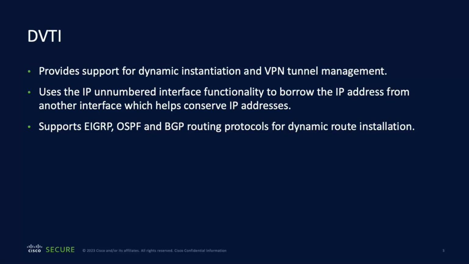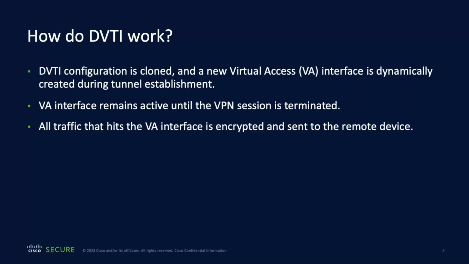In Release 7.3, we have added the support for DVTI, which allows for dynamic instantiation and management of VPN tunnels. DVTI uses IP unnumbered functionality to borrow the IP address from a loopback interface, which helps conserve the IP addresses. Now we don't need a separate IP address per spoke. Just one IP address would be sufficient to build the tunnel with all the spokes. We can also use any of the routing protocols like BGP, EIGRP, or OSPF to exchange the routes over the VPN tunnel.